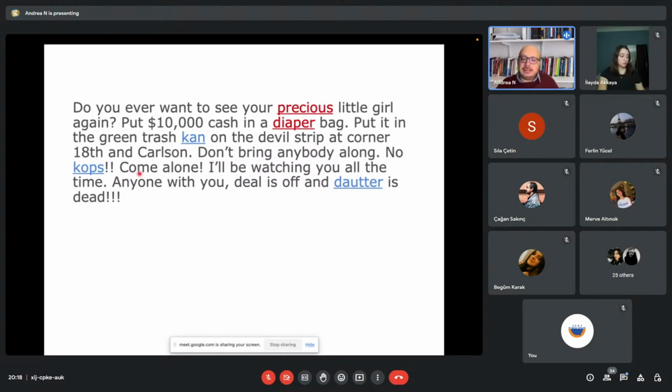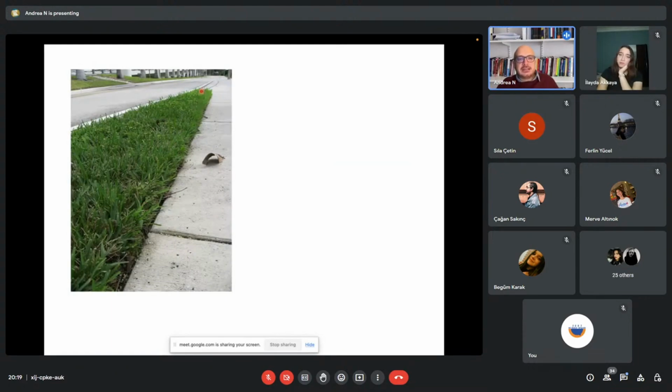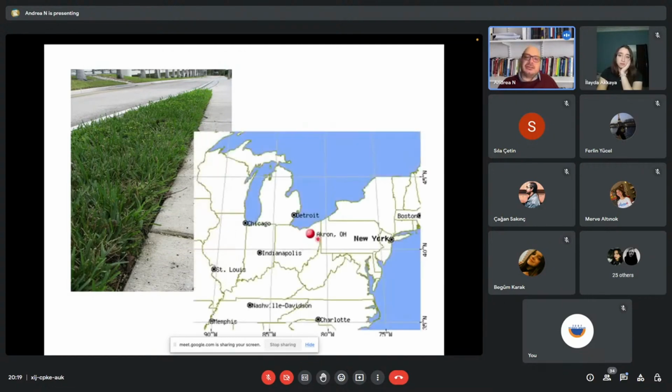And then the most important clue was this phrase here: "on the devil strip". Now, you probably don't know what a devil strip is, and most speakers of English don't know what a devil strip is, because the devil strip is the strip of grass that separates the road from the sidewalk, but it's only called that in Akron, Ohio.